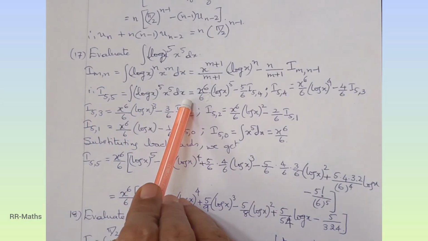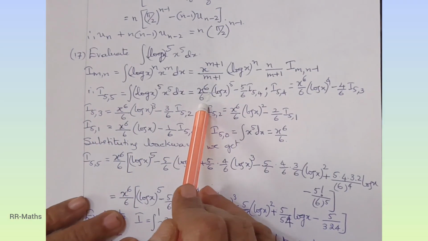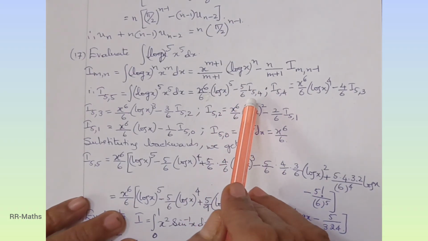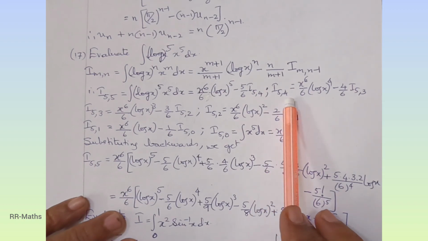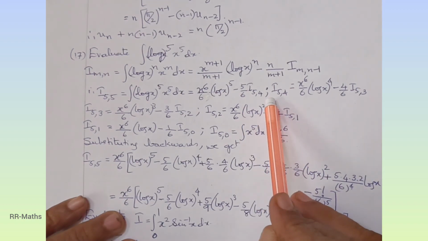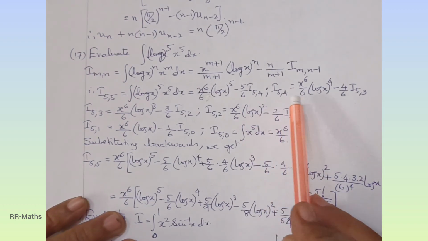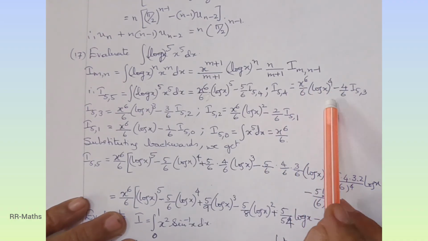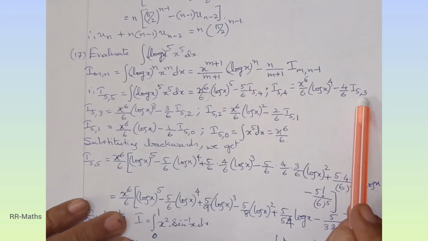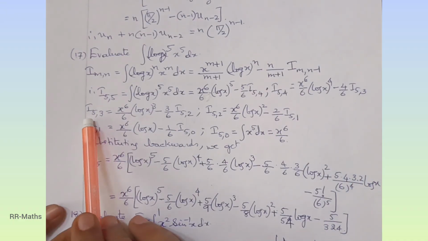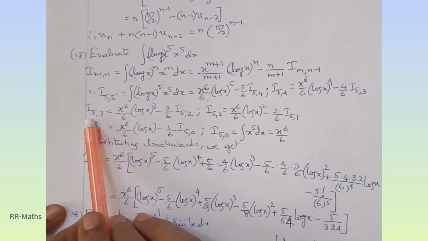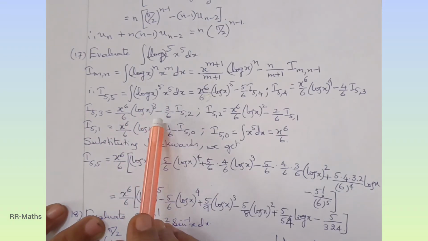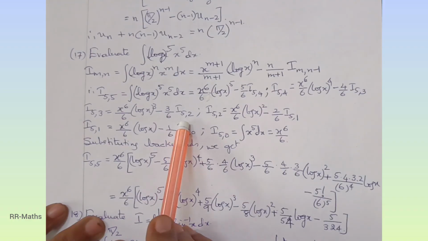So you substitute here, you get x^6/6 (log x)^5 minus 5/6 into I(5,4). So I(5,4) will be, now you have m is 5 but n is 4. So you get x^6/6 into (log x)^4 minus 4/6 I(5,3). Now you calculate I(5,3). Now m is 5, n is 3. So you get x^6/6 (log x)^3 minus 3/6 I(5,2).